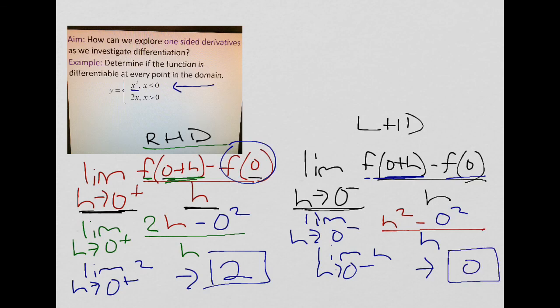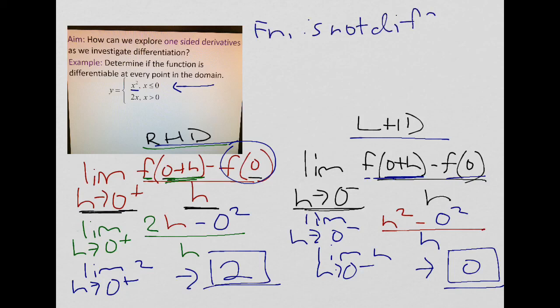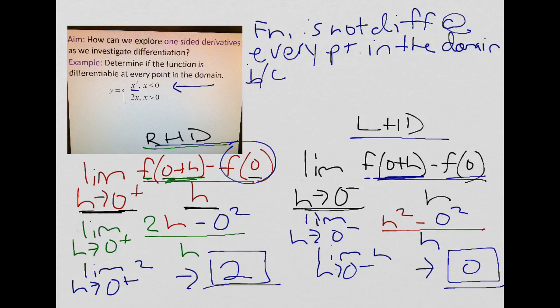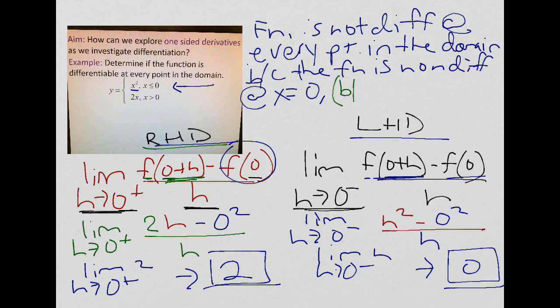Okay, so we find out that because our right-hand derivative is not equal to our left-hand derivative, 2 doesn't equal 0, we can determine the function is not differentiable at every point in the domain, because the function is non-differentiable at x equals 0. And this is due to the right-hand derivative and left-hand derivative being defined, but not equal.